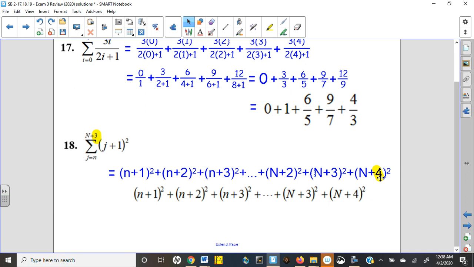But 1 less than n plus 3 would be n plus 2. And n plus 2 plus this 1 here is n plus 3.